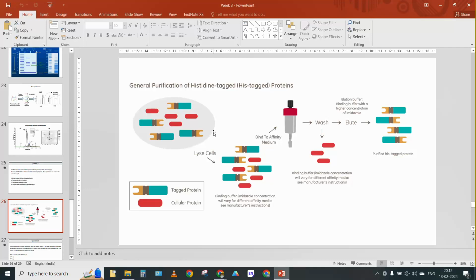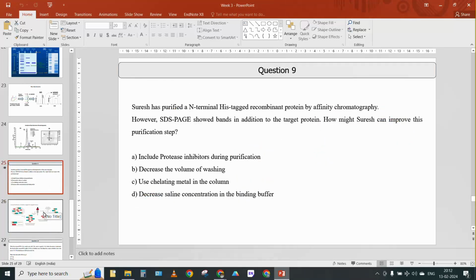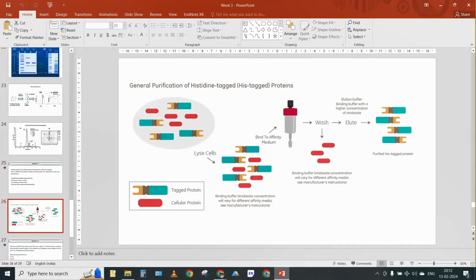So the main question is the protease step. Histidine tagged protein purification can be used as the only purification step for applications that do not require proteins with extremely high purity. When the highest purity is needed, protease inhibitors should be used at the first step in the multi-step purification.